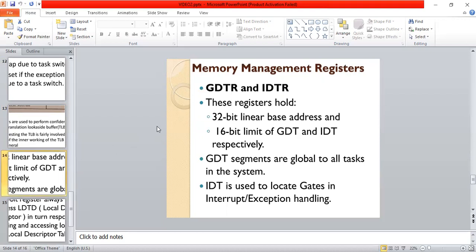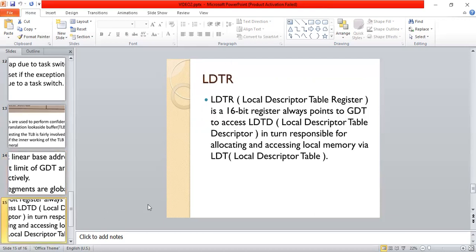Memory management registers: GDTR and IDTR, the global descriptor table register and the interrupt descriptor table register. These registers hold the 32-bit linear address and a 16-bit limit for the GDT, the global descriptor table, and the IDT, the interrupt descriptor table, respectively. GDT segments are global to all the tasks in a system. IDT, the interrupt descriptor table, is used to locate the gates in the interrupt or exception handler.